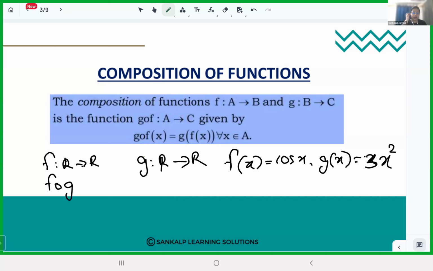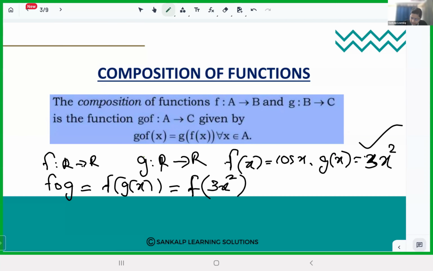Okay, you are going to find a different function, and what is that function? It is nothing but the composition of the given functions. So f composition g will be defined as f of g of x. All right, then how will you find this one? This is nothing but f of what is g of x? What is g of x? It is given, right? 3x square. So f of 3x square.